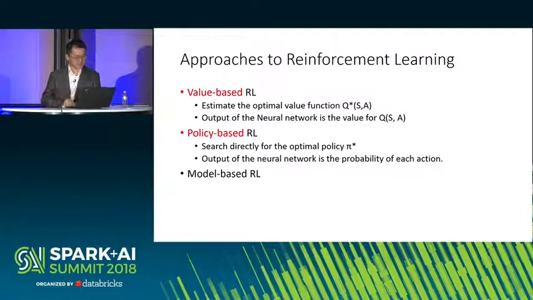And as I mentioned, there are two branches of algorithms for reinforcement learning. First is value-based RL, where the neural network will output the value for each of the actions. And another is policy-based, where the output of the neural network is just the probability of each action. So that means action A can take 90% probability and action B can take another 10%. That's the output of policy-based reinforcement learning. We will not talk about model-based RL today.